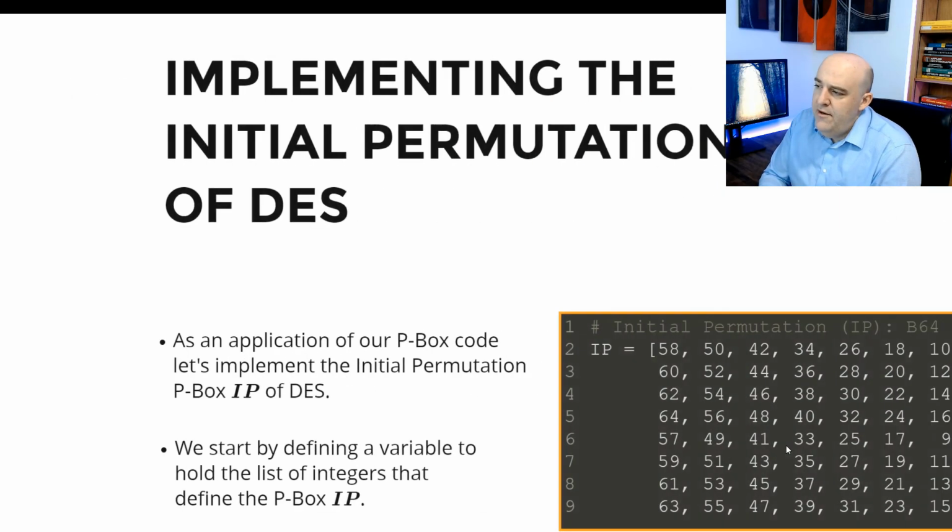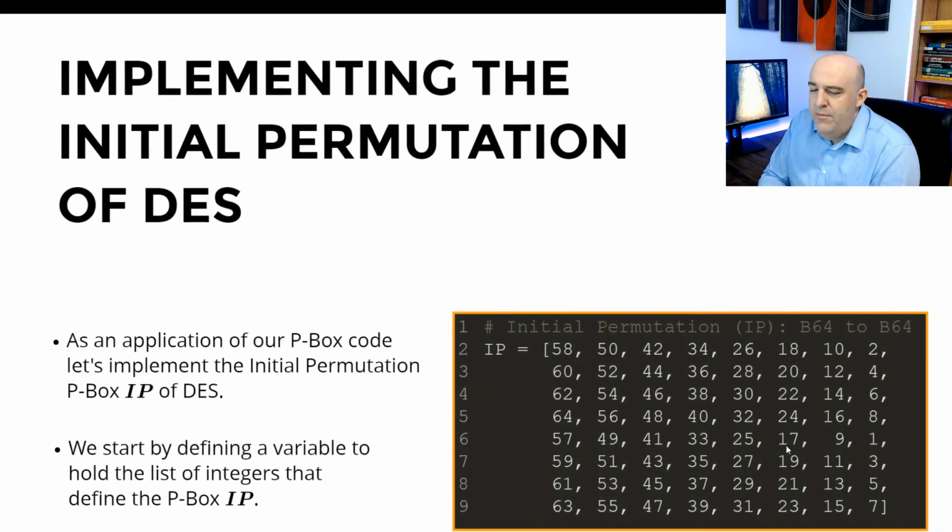And why don't we try that? Why don't we implement the initial permutation of DES just to see how that works? The very first thing is, in our code, we're going to have to make a variable, IP, what do we call it, which holds the list which defines this P box.